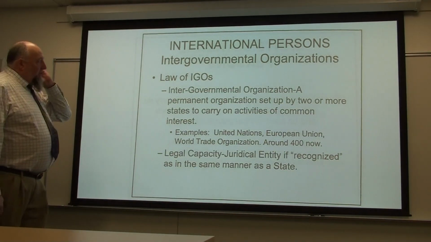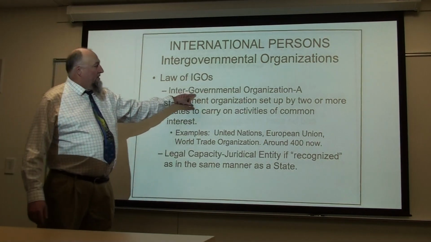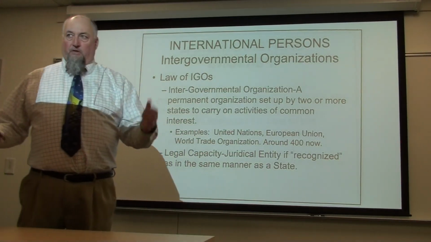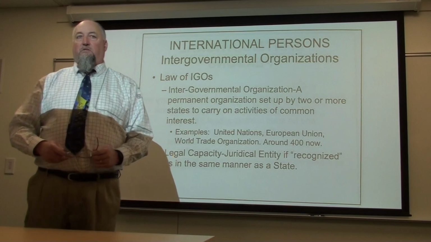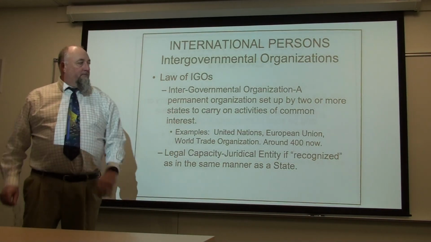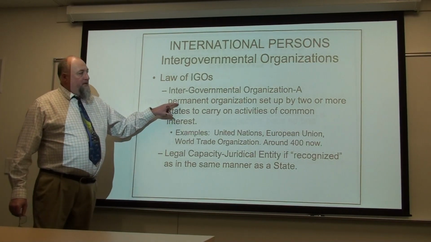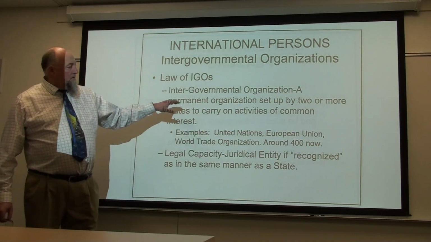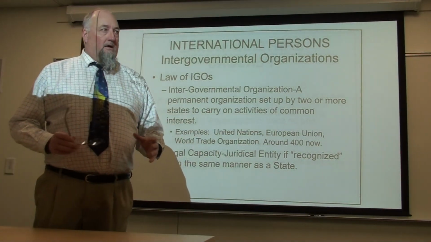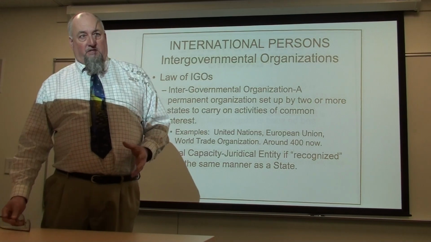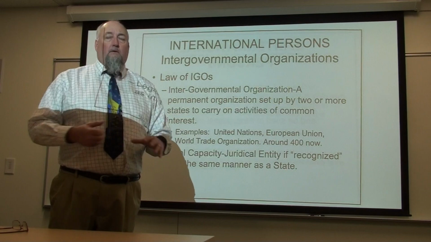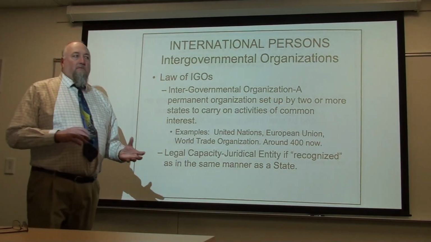Start talking about intergovernmental organizations and IGOs. So what is an IGO? An IGO is an intergovernmental organization. I have it at number 2 on my list of international persons, states being at the top of the list, although the trend is towards IGOs. A permanent organization, so permanent meaning it has an ongoing presence, as opposed to an organization that is created for a specific purpose.